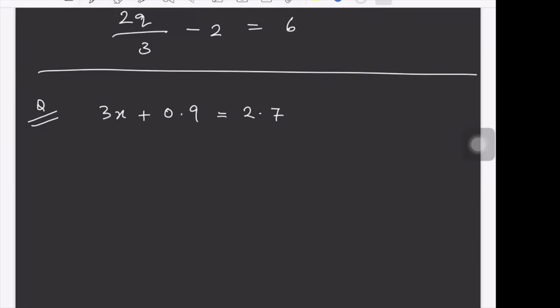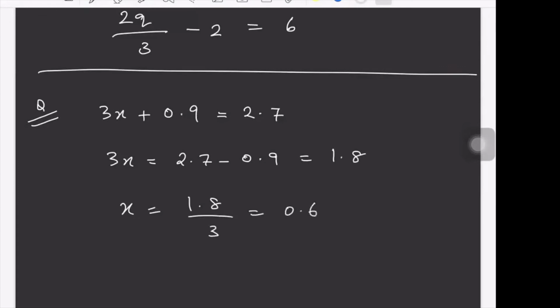So what is the idea? We have 3x is equal to 2.7 minus 0.9. So 2.7 minus 0.9 is basically 1.8. So we have x is equal to 1.8 divided by 3, which is going to be 0.6. Cool? That's cool, right?